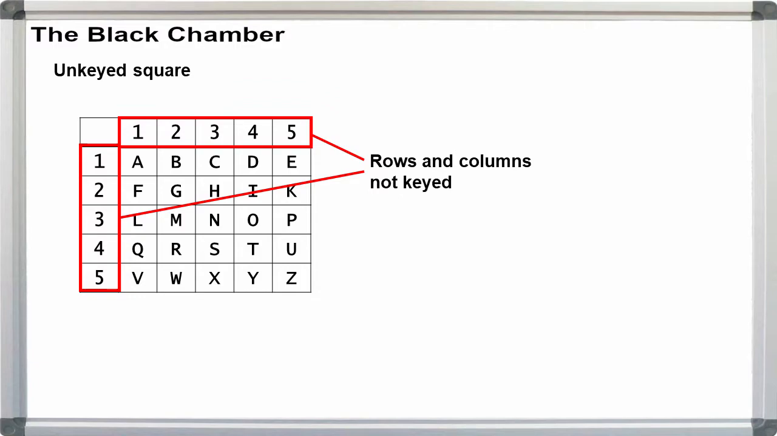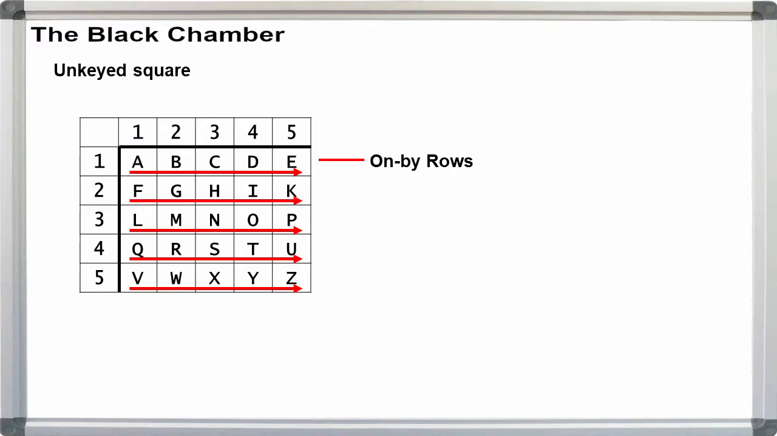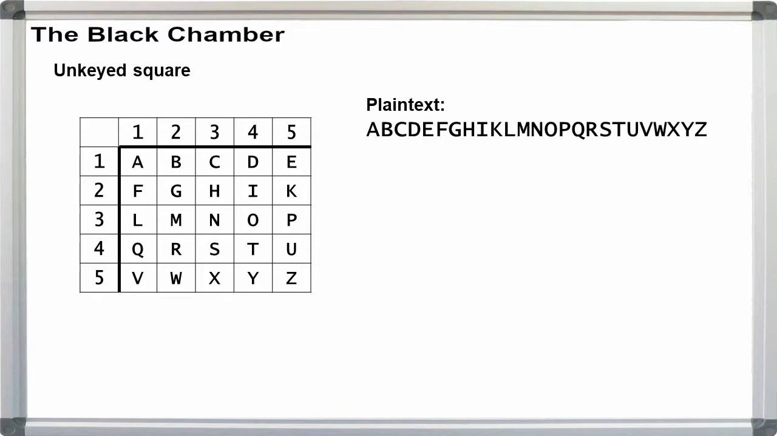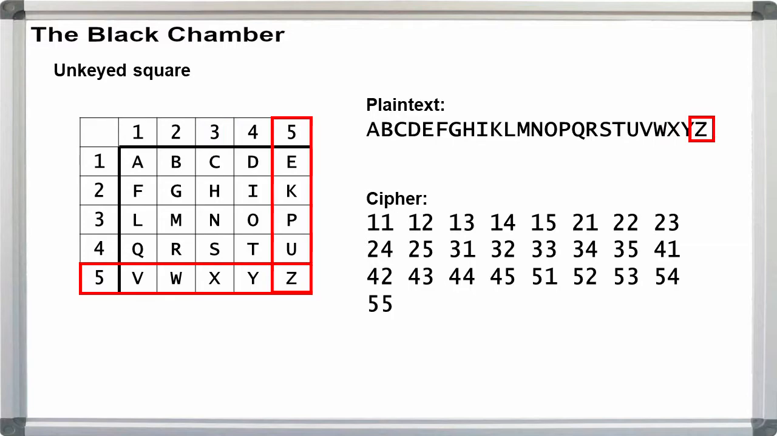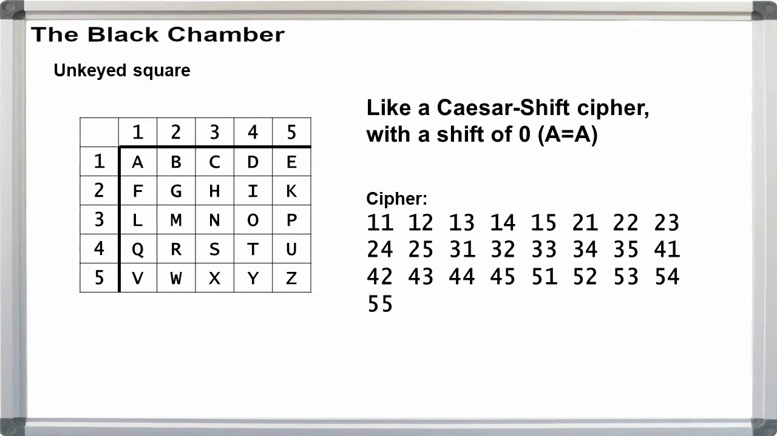Say we have a simple alphabet square as shown. The alphabet is not keyed, the row and column keys are simply ascending numbers, and the alphabet is written in by rows. If we take the plaintext A through Z and encrypt it as is, we'll get the cipher message 11, 12, 13, up to 55. This is effectively the Polybius version of a Caesar-shifted alphabet of shift 0, where A is equal to A.